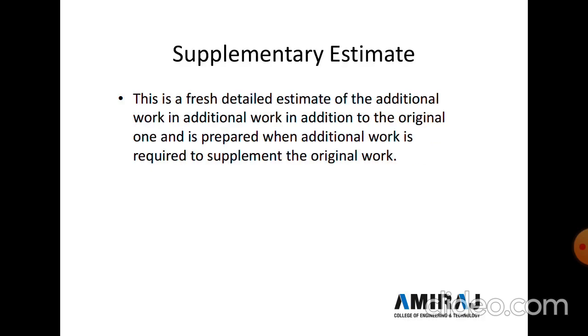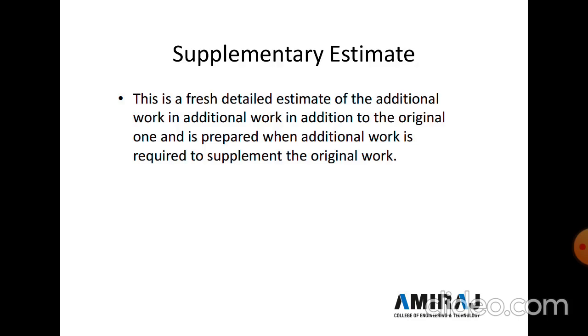Now the next type of estimate is a supplementary estimate. This is a fresh detailed estimate of additional work to the original one, and is prepared when additional work is required to supplement the original work. There is also always a likelihood that while executing a certain project it may be considered worthwhile to carry out additional work which was not foreseen in the initial stage and therefore not provided for in the preliminary estimate. Execution of such work requires drawing up and approval of a supplementary estimate, and the exercise is essentially similar to that of drawing up the estimate for the main work.